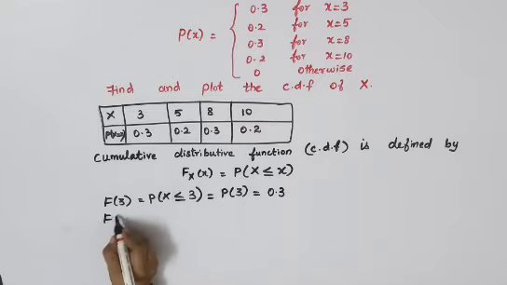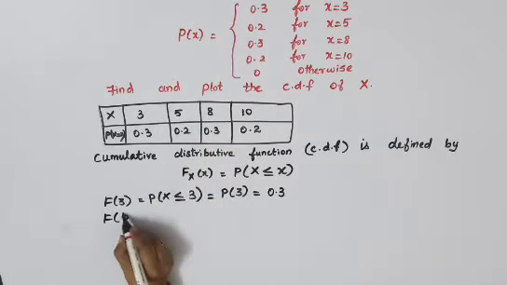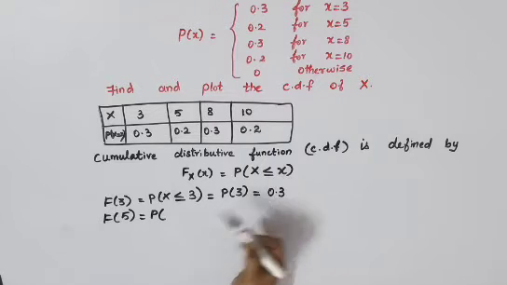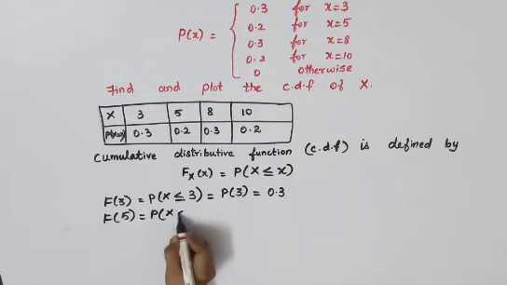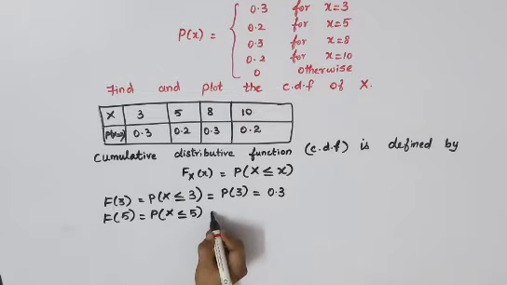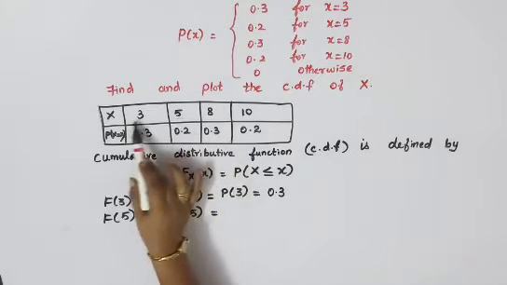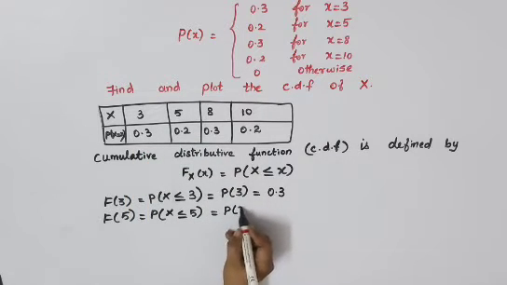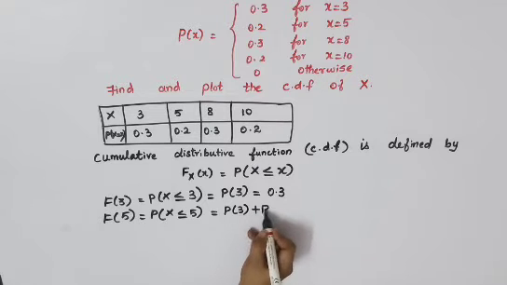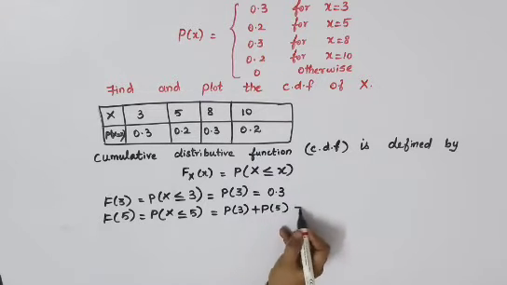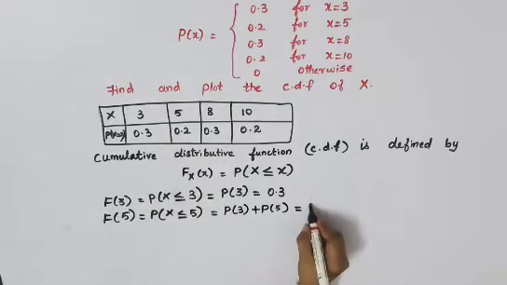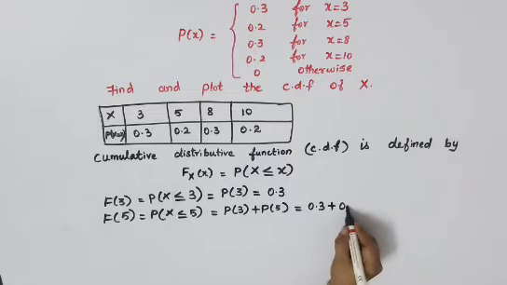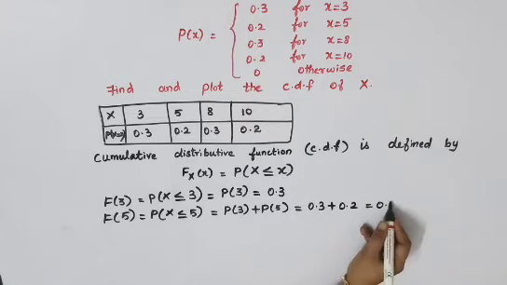And next is F of 5. So F of 5 is equal to P of X less than or equal to 5, where you have small x, you write your 5. Just see how many values are less than or equal to 5. 3 and 5 are there. So you can write it as P of 3 plus P of 5, which is 0.3 plus 0.2. Adding, you will get 0.5.